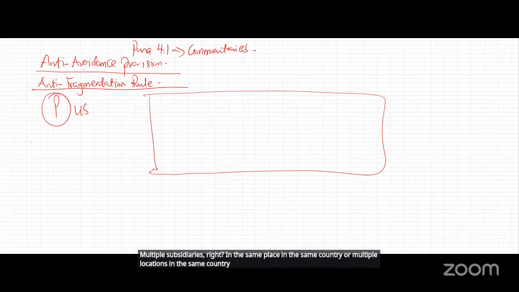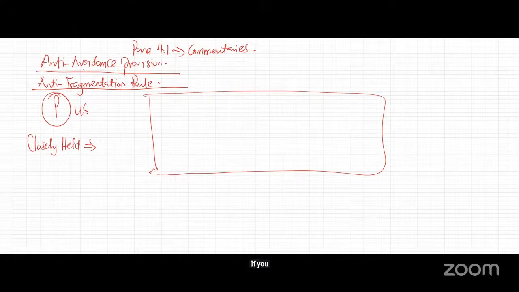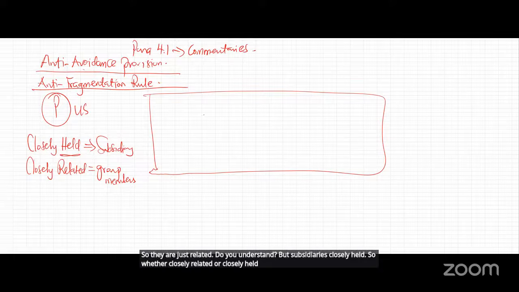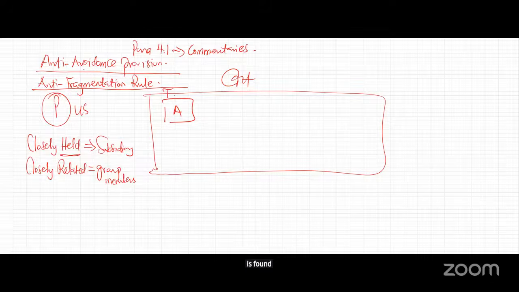So these are controlled parties, or simply closely held enterprises. If you see the words closely held anywhere, it means subsidiary. When you see the words closely related anywhere, you are talking about group members. They are just related. But a subsidiary is closely held. So whether closely related or closely held, the entities are found in the same location. Let's say this is Ghana. Company A is found in Tema. It can be the same location or multiple locations in the same country.